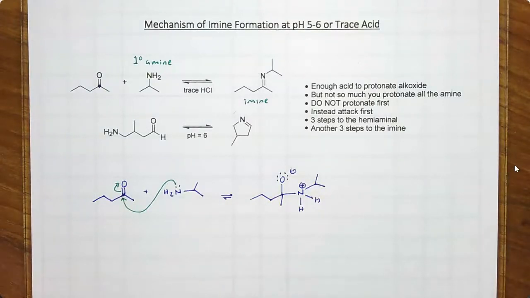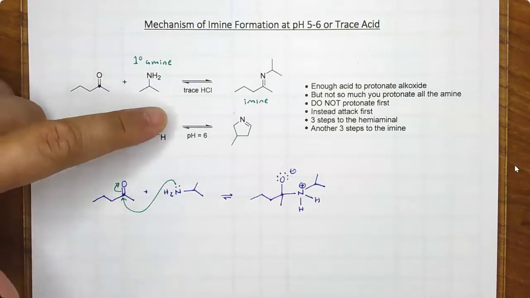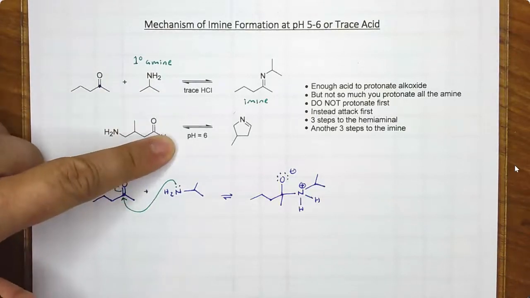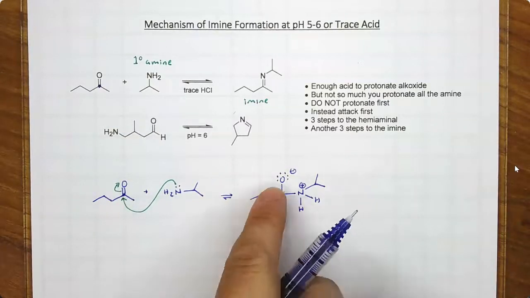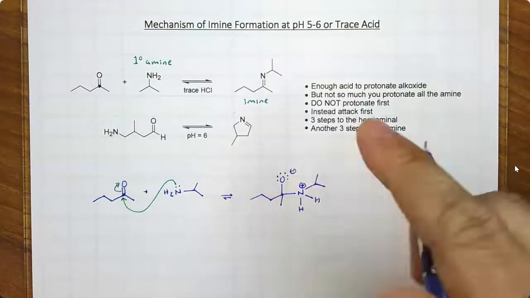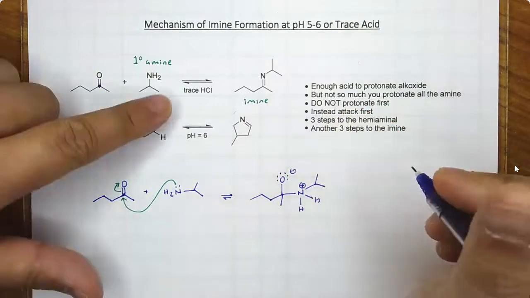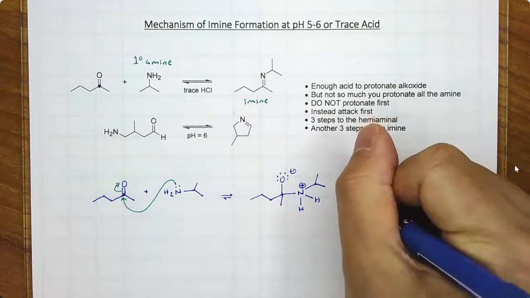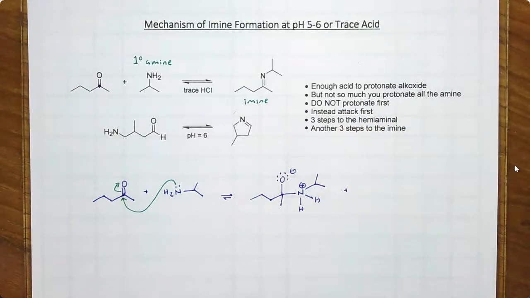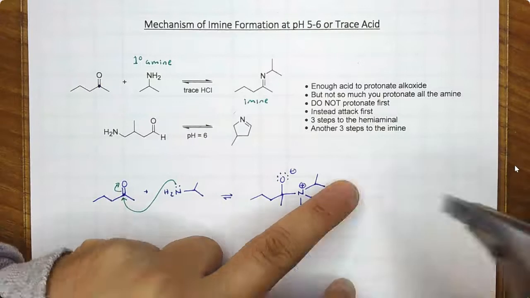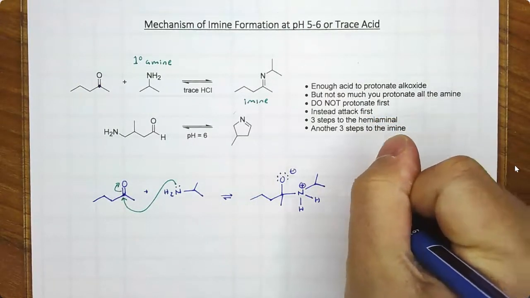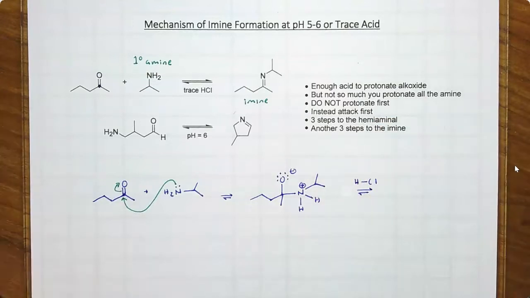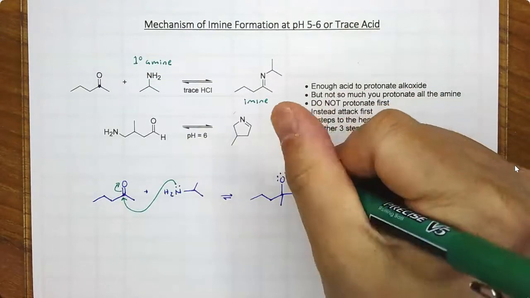Now we need the trace amount of acid, or your professor may just indicate this with a pH of 5, pH of 6, and we are going to protonate first the alkoxide. I have here HCl. We could use that. Oops. We didn't create HCl, so I'm not going to put a plus. I'm going to put the HCl over the arrow. All of this is reversible as well, just like we saw with acetal formation.